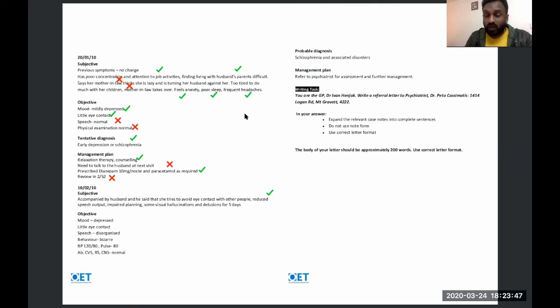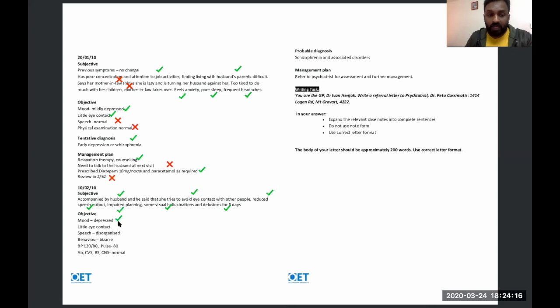So this is your third paragraph, which is about the recent event. Then we come to what has happened today. That is about, which will also involve, what you want from the target reader, what this target should do for you or for the patient. Okay. Now today she accompanied by her husband and he said, you need to write this. He reported that she tries to avoid eye contact with other people, reduced speech output, impaired planning, some visual hallucination and delusions for 5 days. All this information is important.